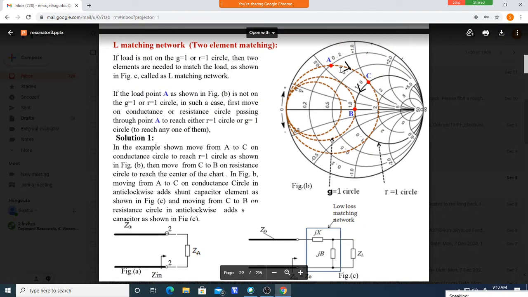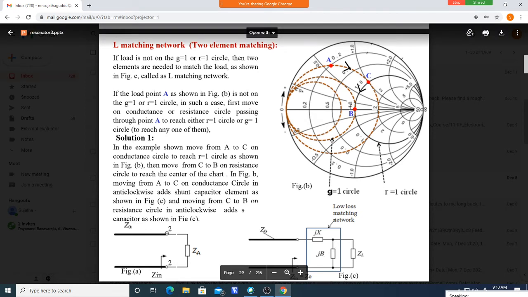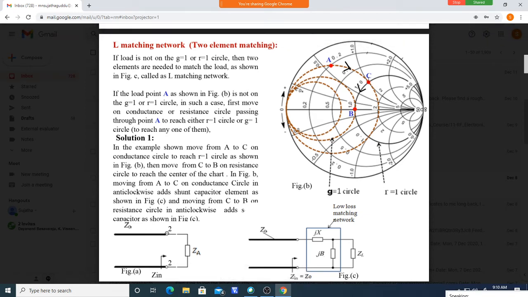So the load is here. We moved like this on the conductance circle in the clockwise direction. It adds a shunt capacitor here. And next what we did, from C to B we moved to reach here. So it is on the resistance circle in the anti-clockwise direction.